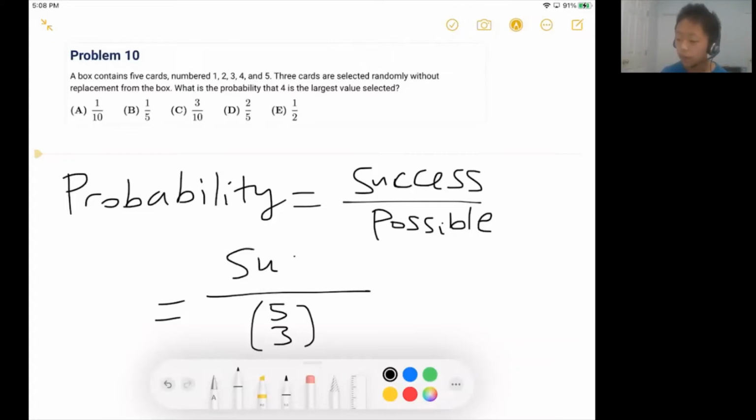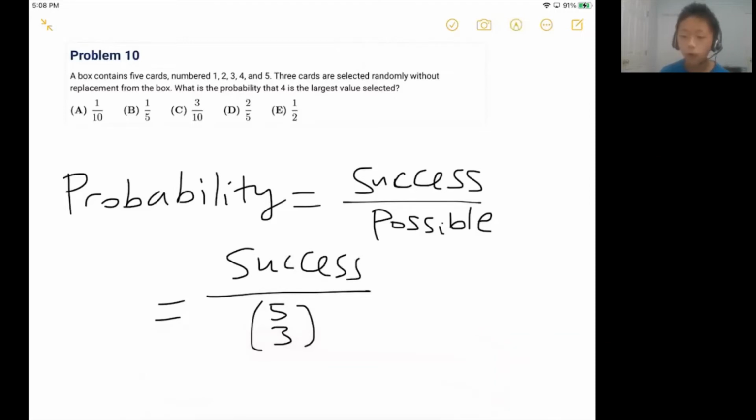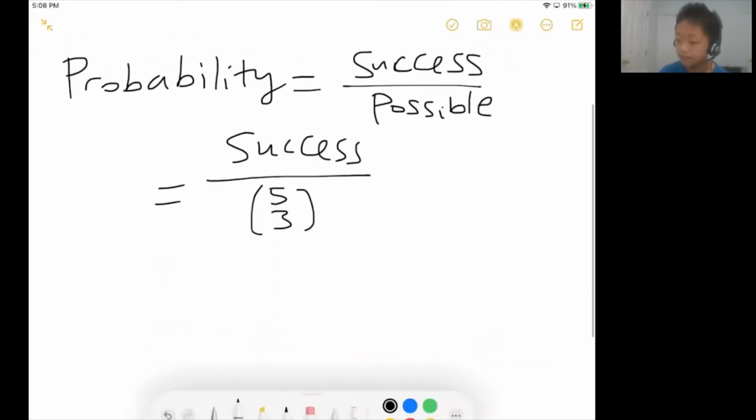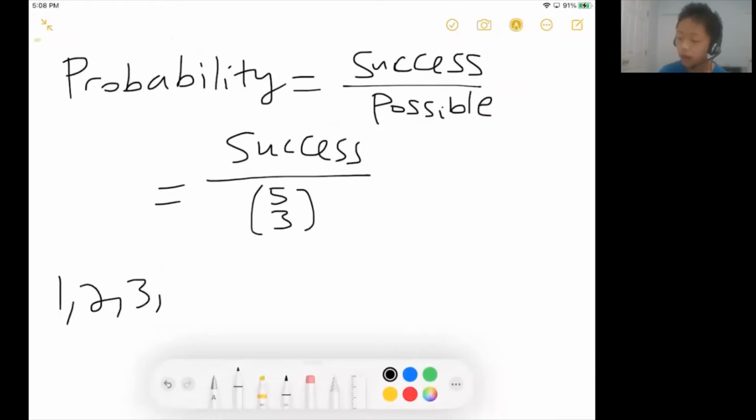And now we need to find the number of successes. We know that 4 has to be the largest value. So essentially we need to find the number of ways to select 3 cards from these 5 cards so that 4 is the largest value selected. If we have the numbers 1, 2, 3, 4, and 5, we clearly have to choose the number 4, because we need 4 to be the largest value, which means we need to select it at least.